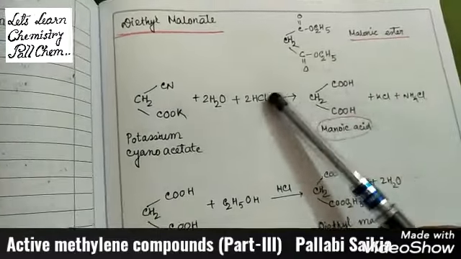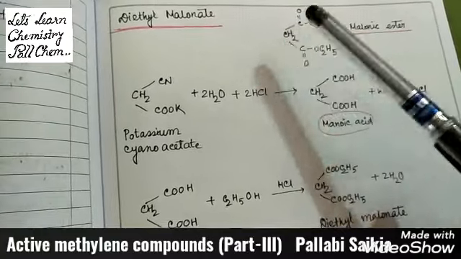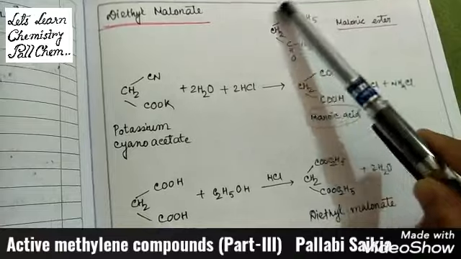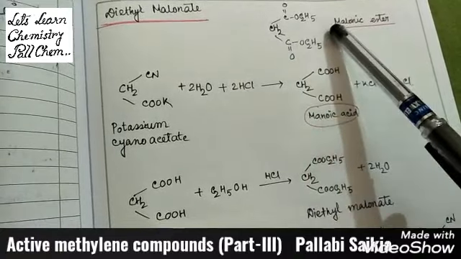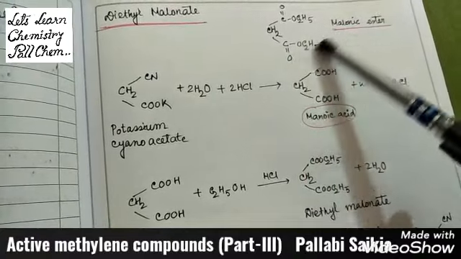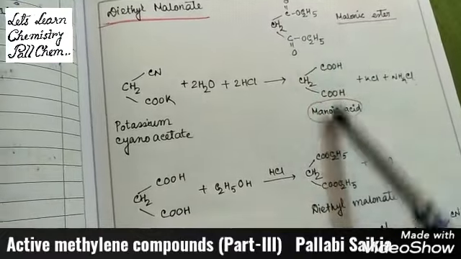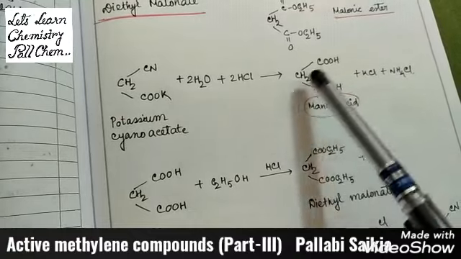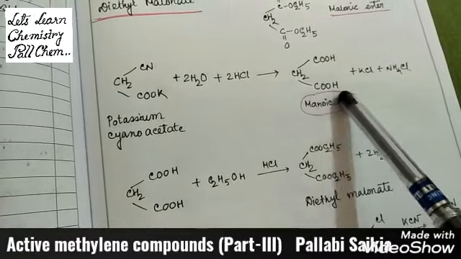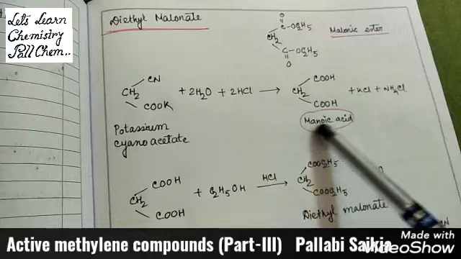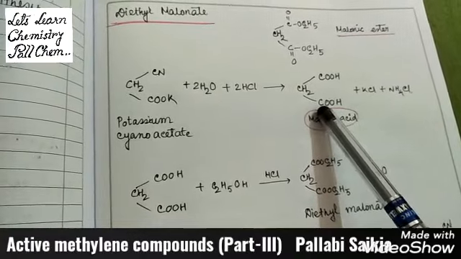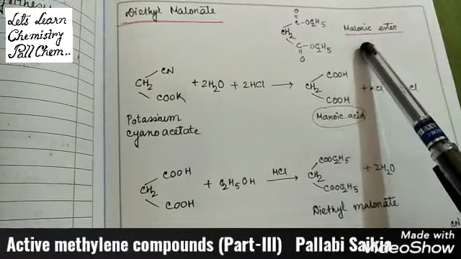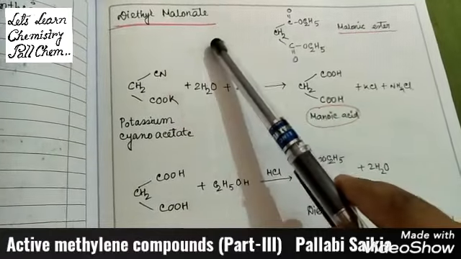Diethyl malonate is an active methylene compound which is directly bonded with two ester groups. So this is malonic ester. Malonic ester is the ester of malonic acid. So this is malonic acid, CH2(COOH)2. This is also an active methylene compound, and the ester form of malonic acid is malonic ester. So this is called diethyl malonate.